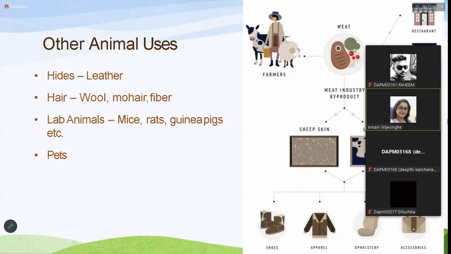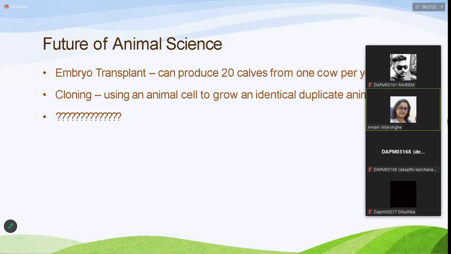So other animal uses: hides for leather production, hair for wool production, lab animals for lab testing, like guinea pigs. Then as pets.